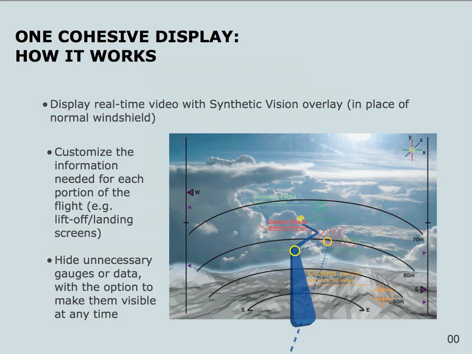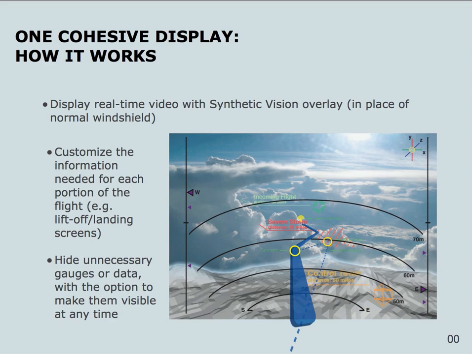In the background, we have the real-time vision in place of the windshield. And then these other pieces of information, it looks like a lot when it's on the screen right here, but actually they're each customizable layers so that the pilot and the co-pilot can choose which information they need to see at certain times of the flight.